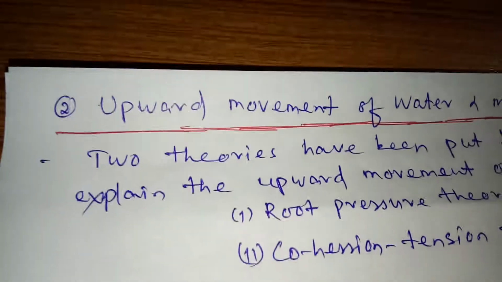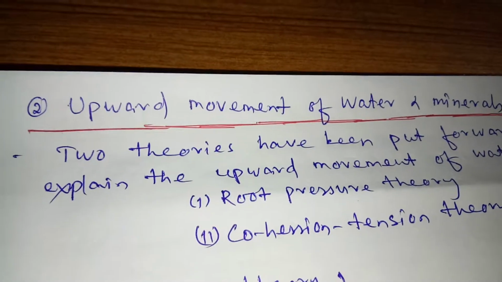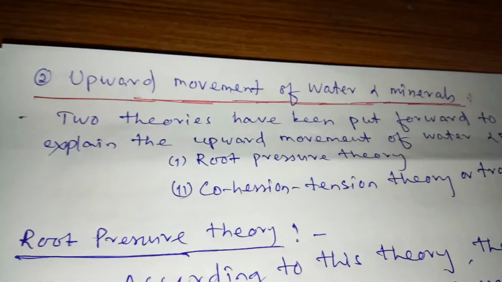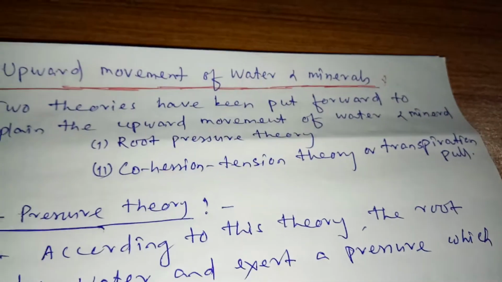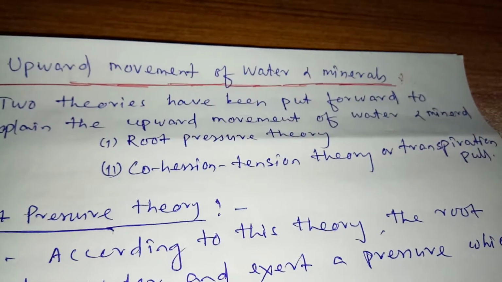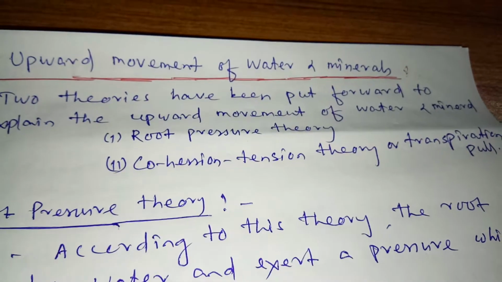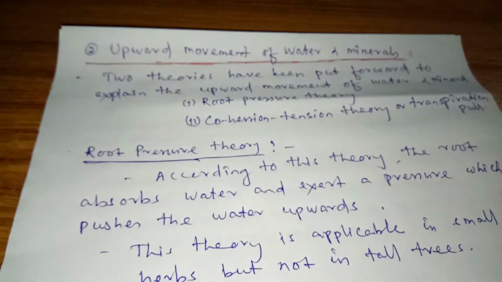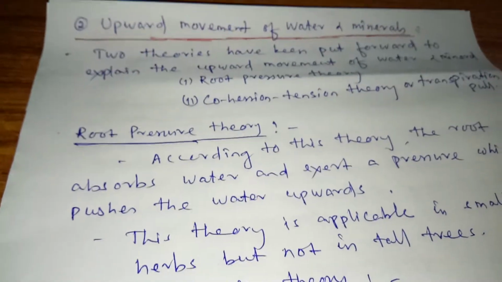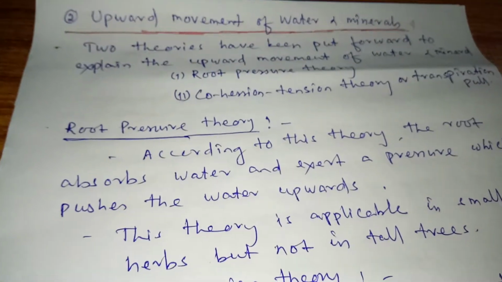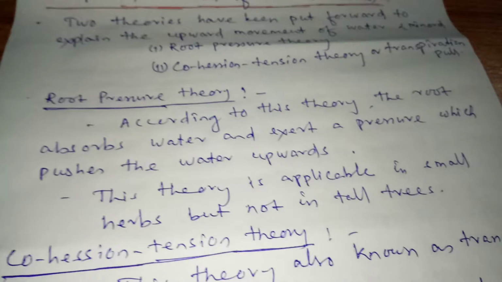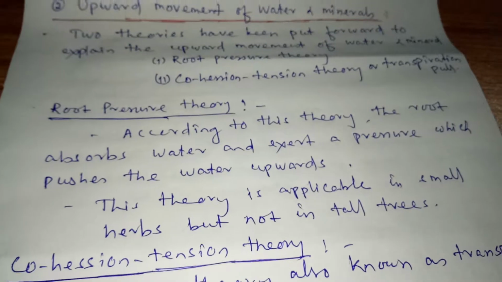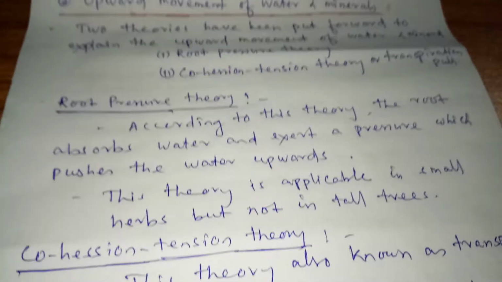Now, the upward movement of water and minerals. Students, two theories have been put forward to explain the upward movement of water and minerals. The first theory is the root pressure theory and the second one is the cohesion tension theory or transpiration pull. Students, let us understand what the root pressure theory is, how it explains the movement of water and minerals. According to this theory, the root absorbs water and exerts a pressure which pushes the water upwards.